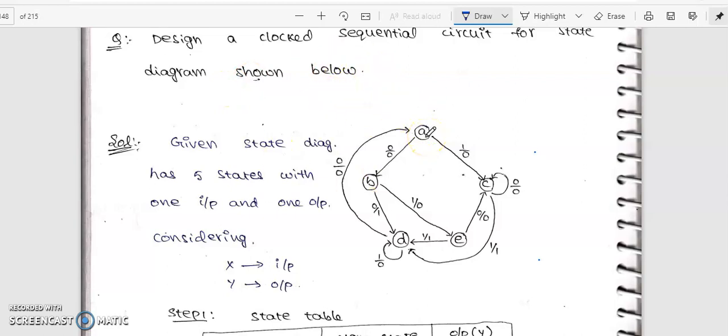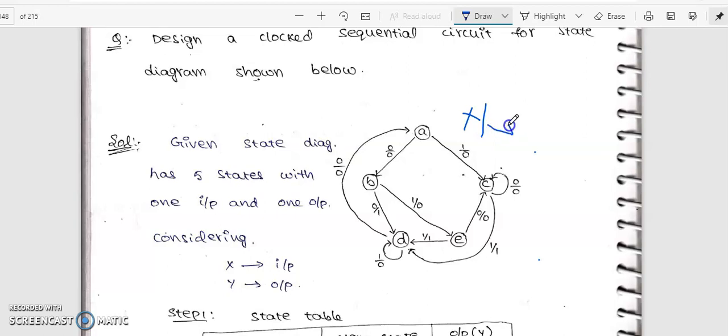And clearly there are 5 states A, B, C, D, E, and one thing that you have to ensure is that each state must have 2 outward directed lines, with x equal to 0 and x equal to 1. And if you check, on each transition line x by y is given. That means x is the input and y is the output.